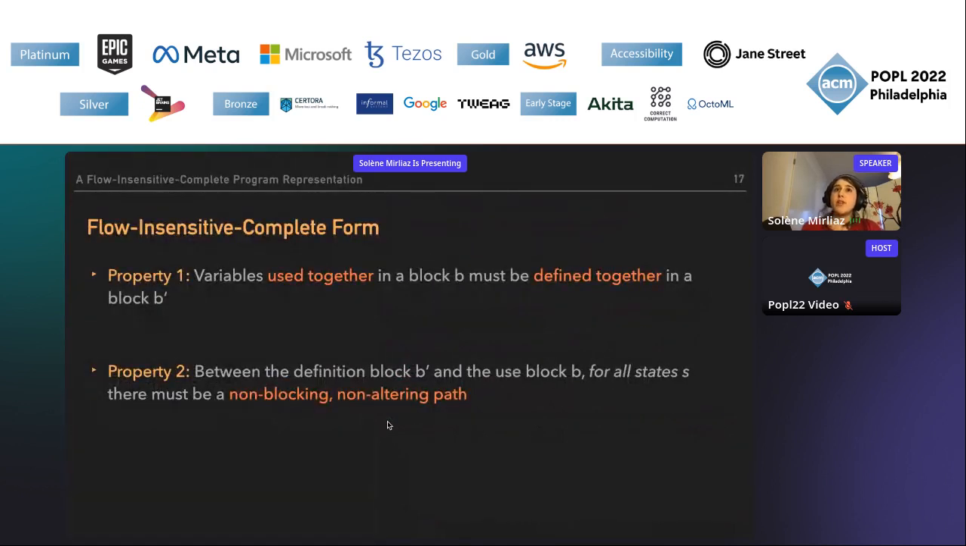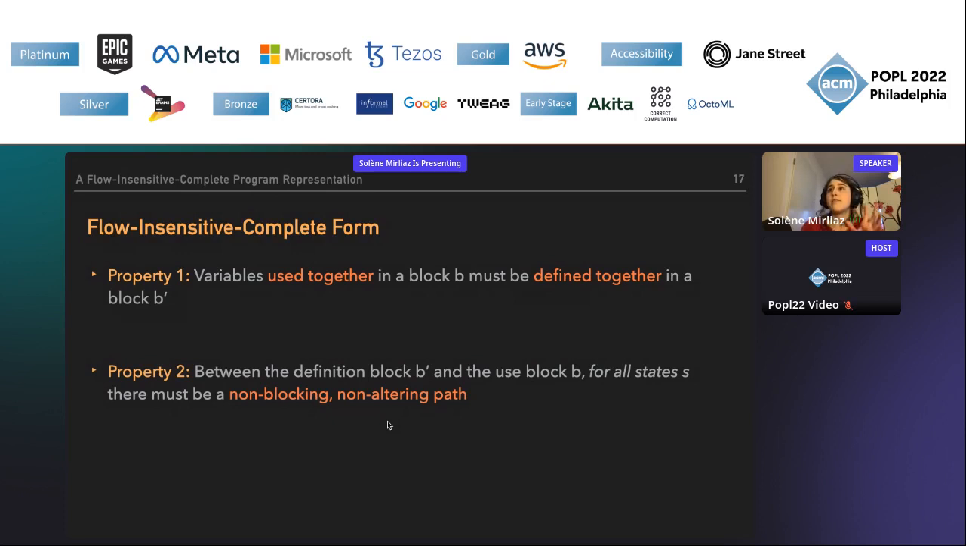So we've identified two properties to respect. The first one is that if variables are used together in a block, then they must be defined also together in a block to remain coherent between them. And the second property is that from the definition point to the use block, for any state, we must find a path that will not block the state and that will not change the value of the variable.